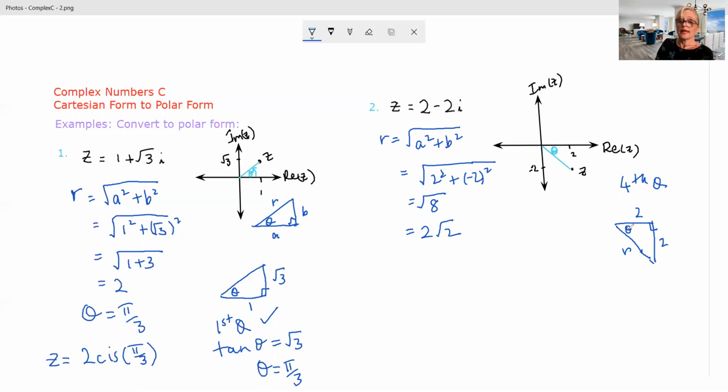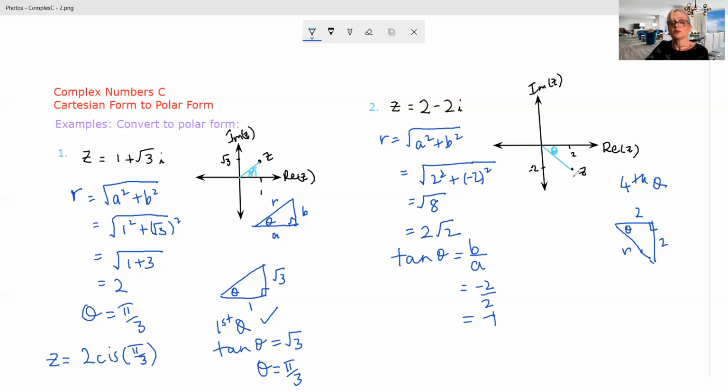Now we know that tan of theta is our b on a. We know that. That's from our rules and how we work it all out. So we're going to get negative 2 on 2, which is negative 1. So this makes sense in terms of where we are. Tan is negative in that fourth quadrant.